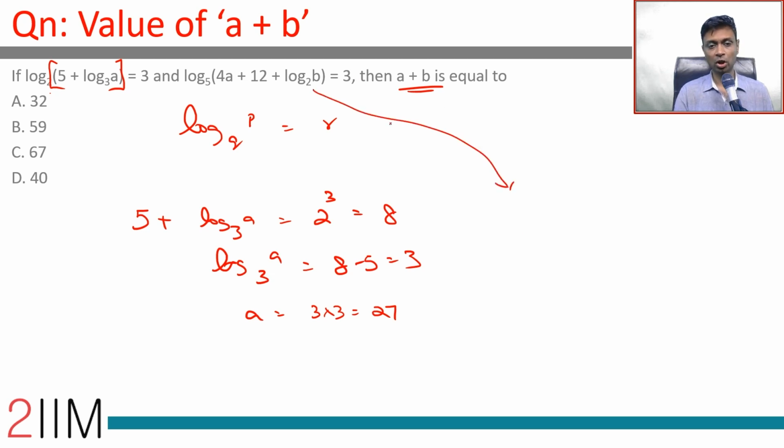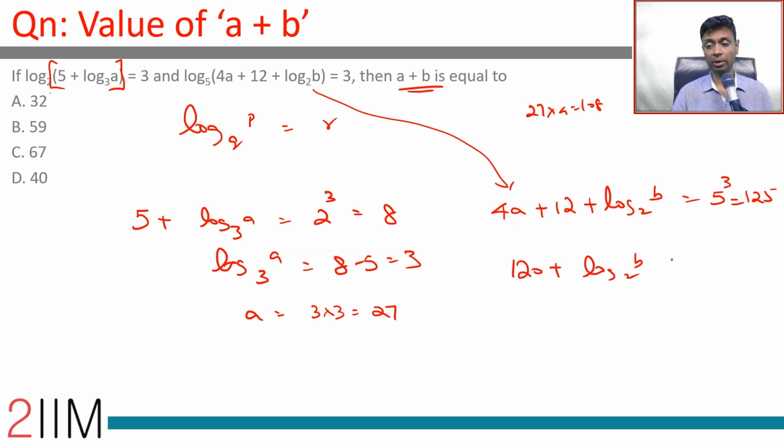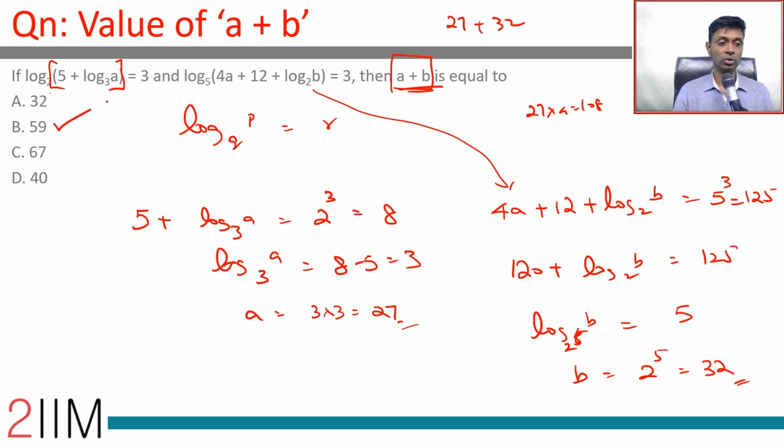Likewise, for this part, log something to the base 5 is 3, or that something, 4a + 12 + log b to the base 2, is 5 cube, which is 125. 4a is 27 into 4. 27 into 4 is 108. 108 plus 12 is 120. Plus log b to the base 2 is 125, or log b to the base 2 is 5. Sorry, log b to the base 2 is 5. b is 2^5, which is 32. A is 27, B is 32. A plus B is 27 plus 32, 59.